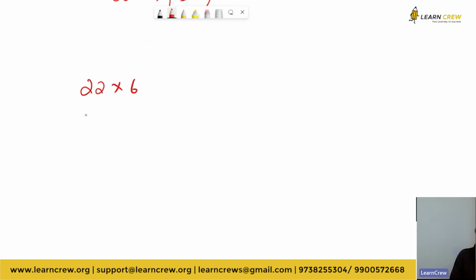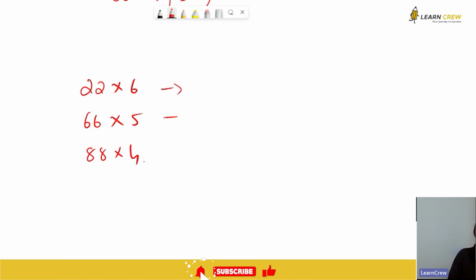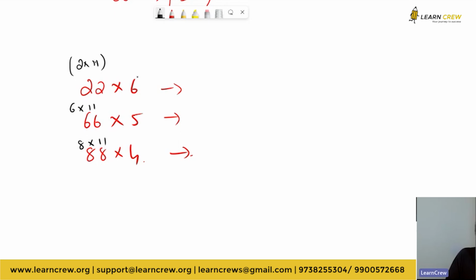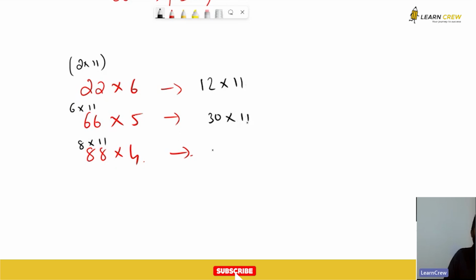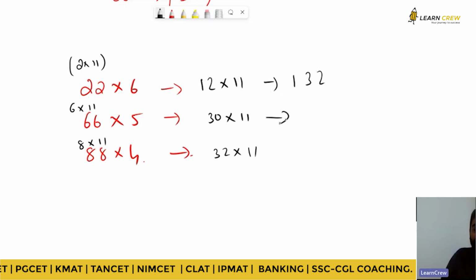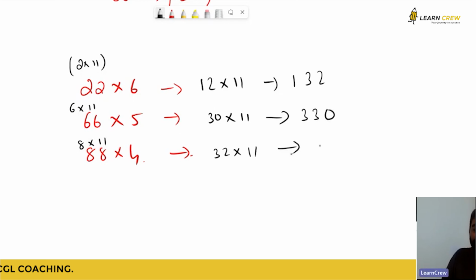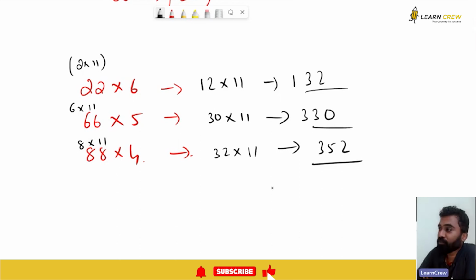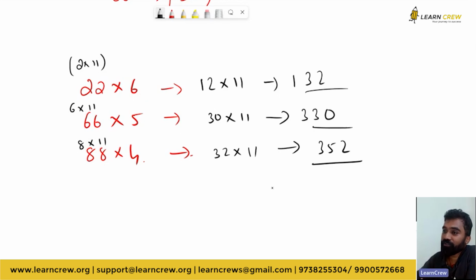Now if I'm having some number like 22 into 6, 66 into 5, 88 into 4, how will you do it? Can we write this 22 as 2 into 11? This can be written as 6 into 11. This can be written as 8 into 11. So 6 2s are 12, so 12 into 11. This becomes 30 into 11. This becomes 32 into 11. So now you can just do it for 11s. So this can be written as 132. This becomes 1330. This becomes 352. Simplify it into whatever you know and multiply it.